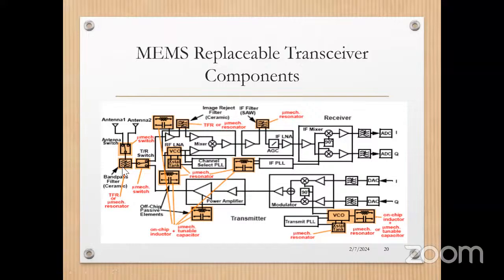And you can see that there are band pass filters, then you can have a transmitter receive switch, then a low pass filter, a high pass filter, intermediate filters, inductors, capacitors, resonators, all these components, whatever is available in the electronic industry, can now be replaced by the same components using MEMS technology. So one of the greatest advantages is that size is reduced.